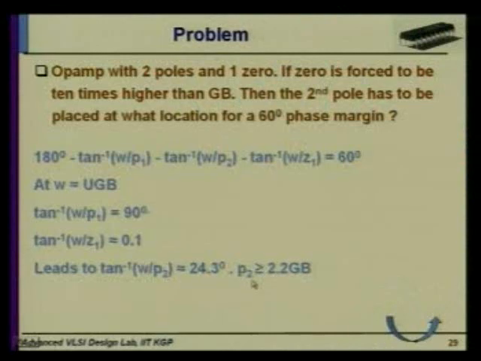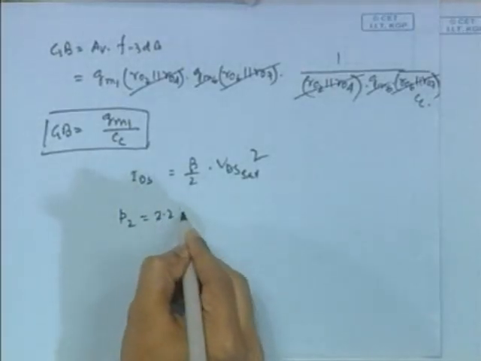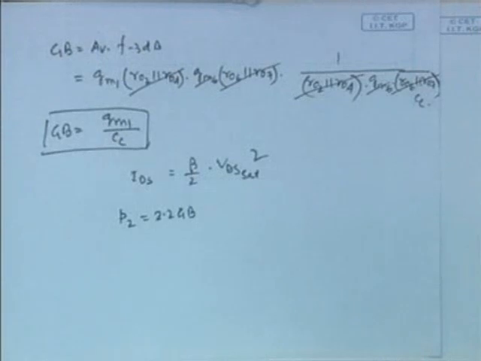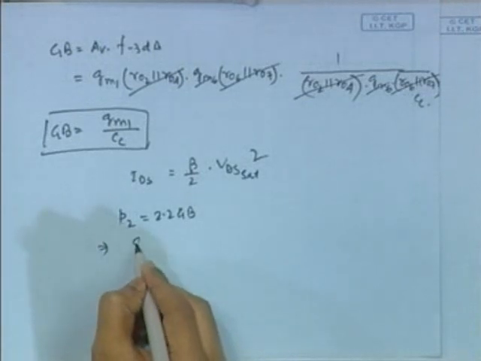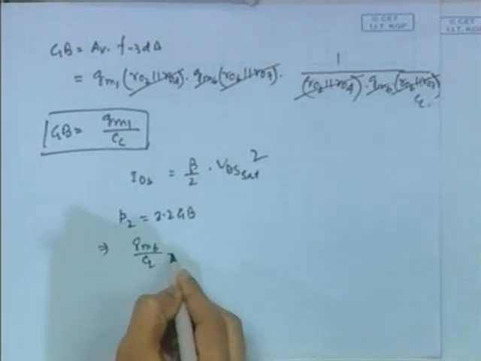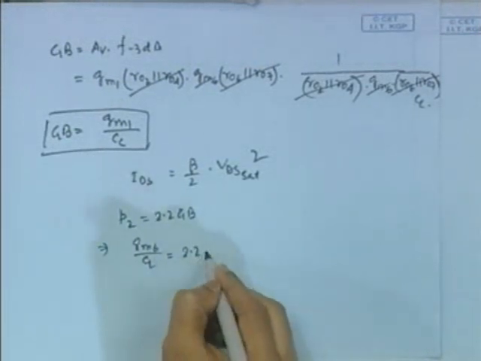Yesterday I derived an important relationship, P2 equals 2.2 GB. I just started with that today. P2 equals 2.2 GB. Now what is P2? Just a little time back I derived that P2 is GM6 divided by CL. And what is GB? GM1 divided by CC.